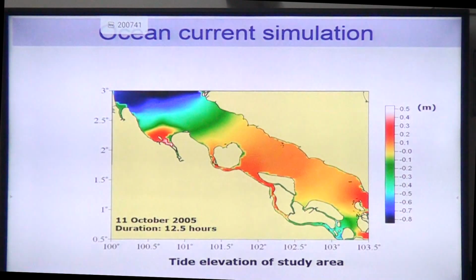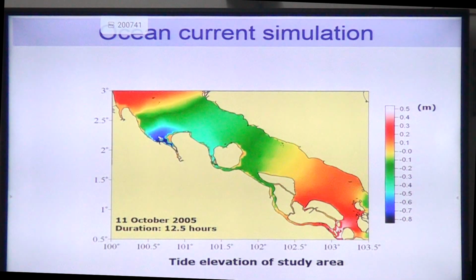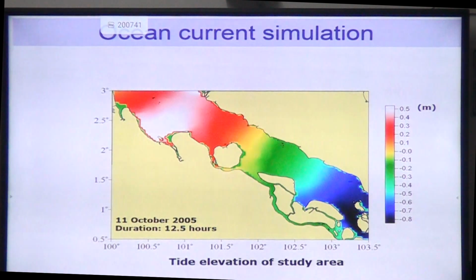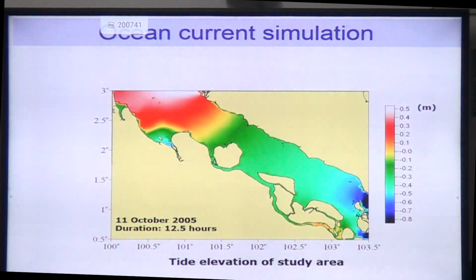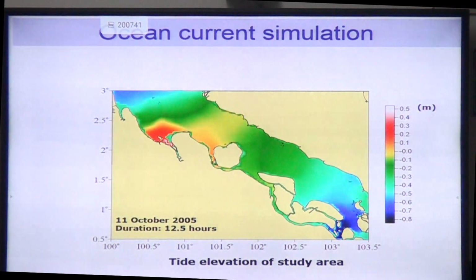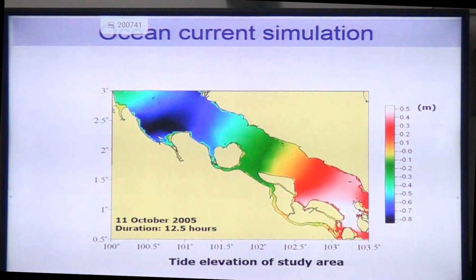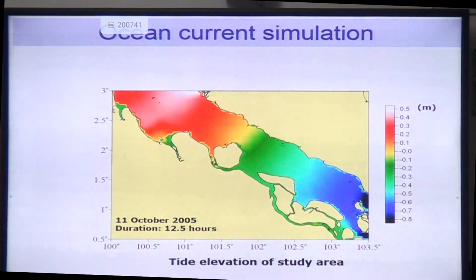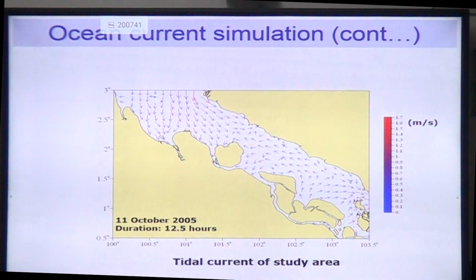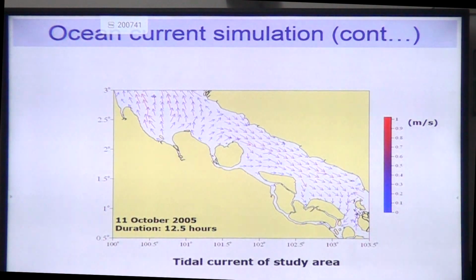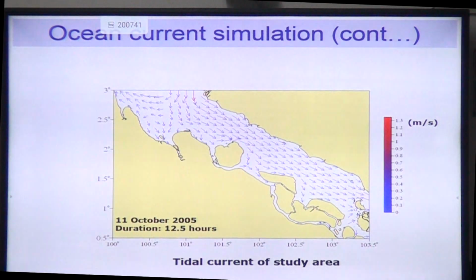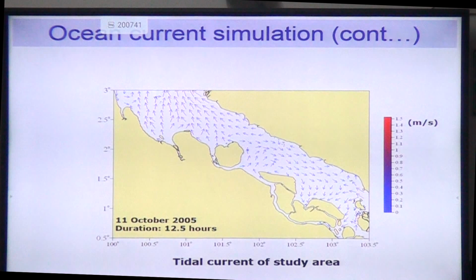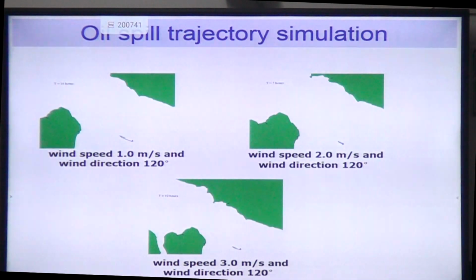So this is the tide elevation of the study area, and you can see how the ocean current is being simulated for a duration, here it is 12.5 hours. That means during this period, how the ocean current is changing. And here you can see the meters of current. Then we also did the simulation of the tidal current of the ocean. Then we did the spill trajectory.